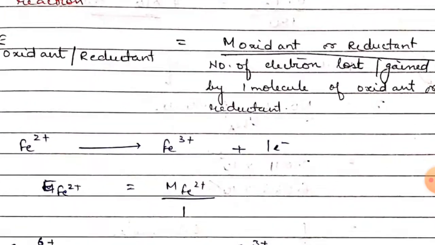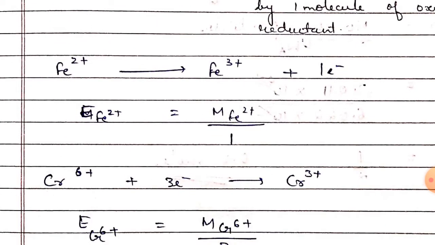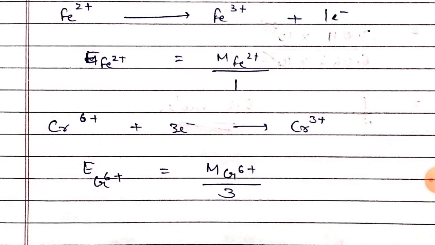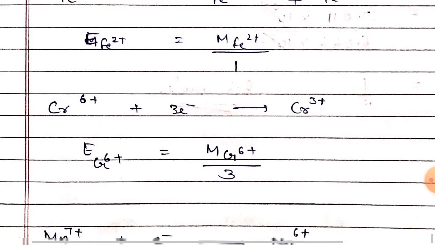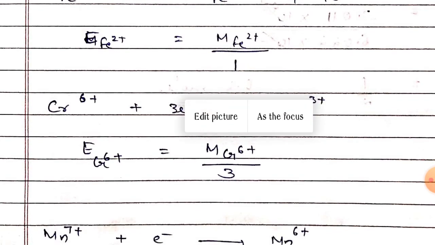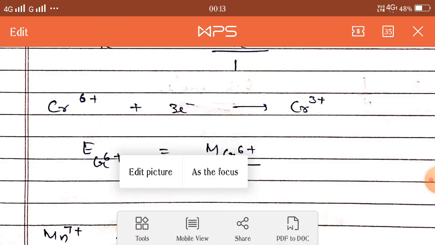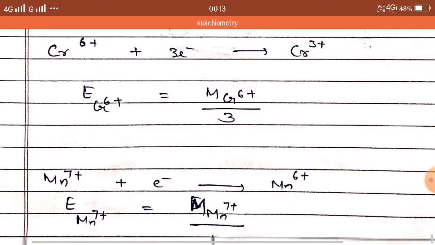Now for this equation, Fe2 plus, ferrous, changes to ferric by loss of 1 electron. So equivalent mass of Fe2 plus is equal to molecular mass of Fe2 plus. How many electrons has it lost? 1. So divide by 1. Chromium 6 plus gains 3 electrons to form chromium 3 plus. So equivalent mass of chromium 6 plus is molecular mass of Cr6 plus divided by how many electrons has it gained? 3. So this is how you calculate.